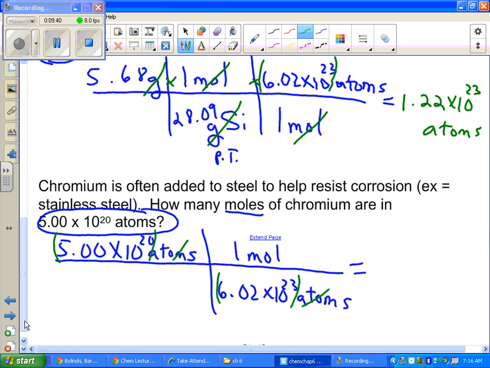Okay, I got 8.31 times 10 to the negative 4, and my unit is mole. So these are called molar conversions.